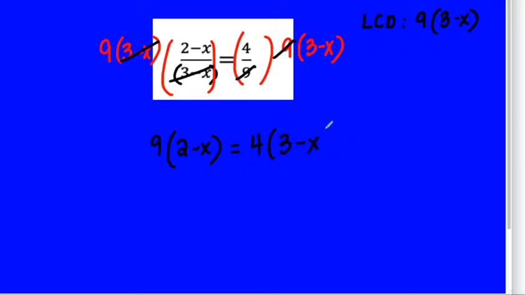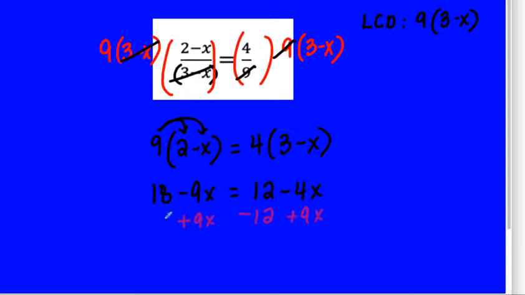All right, now we got to do some work. So we distribute on both sides, which means multiply. So we get 18 minus 9x equals 12 minus 4x. All right, then we solve and isolate the variables. So I'm going to actually bring the 9x to the other side because I like bringing the smaller one over to make it positive.